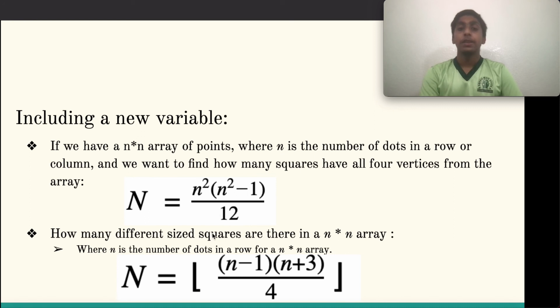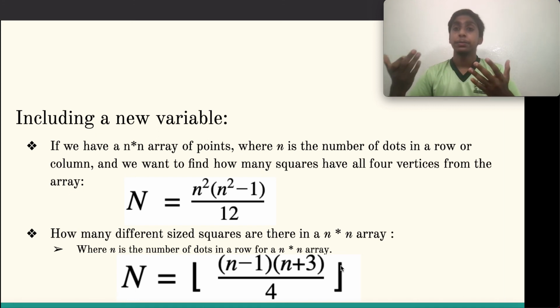For how many different sized squares there are in an n times n array, where n is the number of dots in a row, it's going to be the floor function of (n minus 1) times (n plus 3) over 4. Again, with the floor function, you're finding the greatest integer that's smaller than or equal to that value. So here, again, we're just given this array, and we're trying to find how many different sized squares there are that we can form using this array.